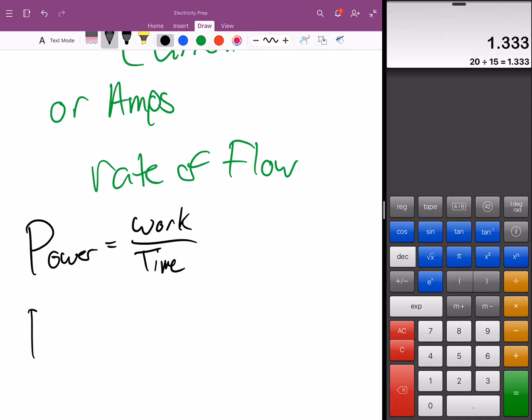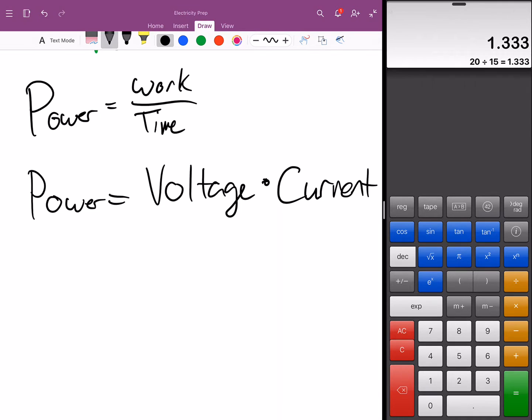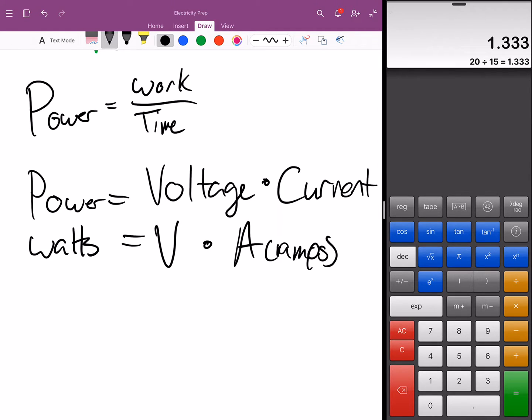This will be restructured to be power equals voltage times current. So V times A, or amps, equals watts.